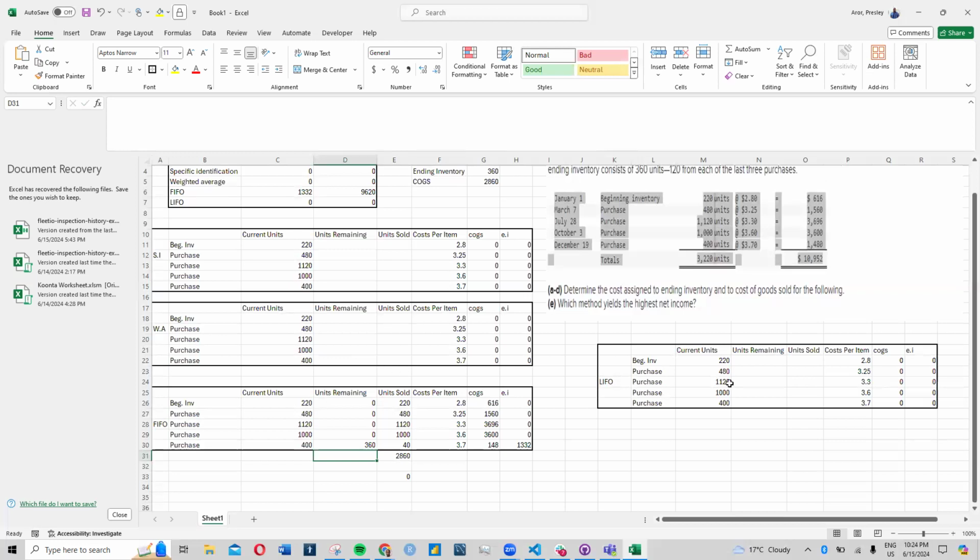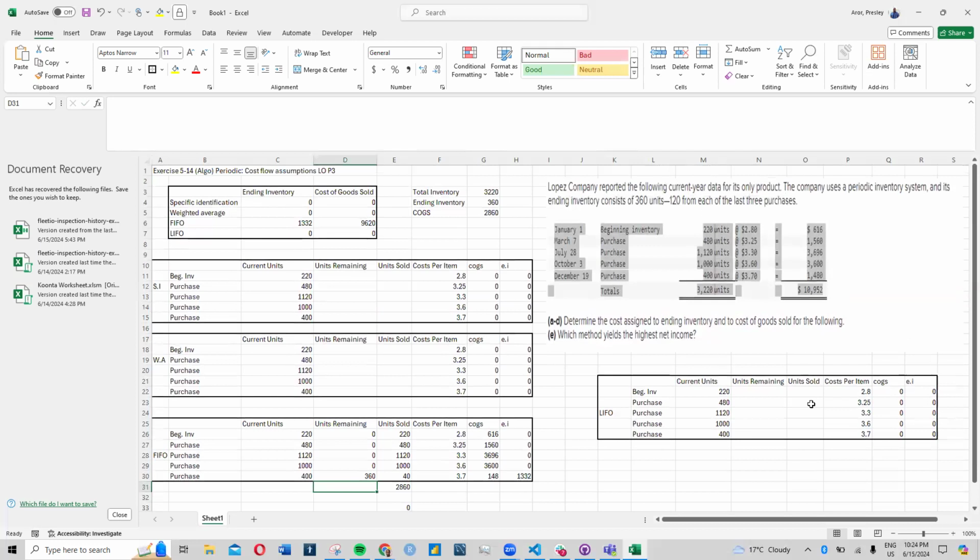So we've done FIFO. Now let's do LIFO. Now remember, before my mistake, or before me explaining it weirdly, last in, first out means whatever you bought recently goes out first. First in, first out means whatever you bought previously goes out before the new inventory.